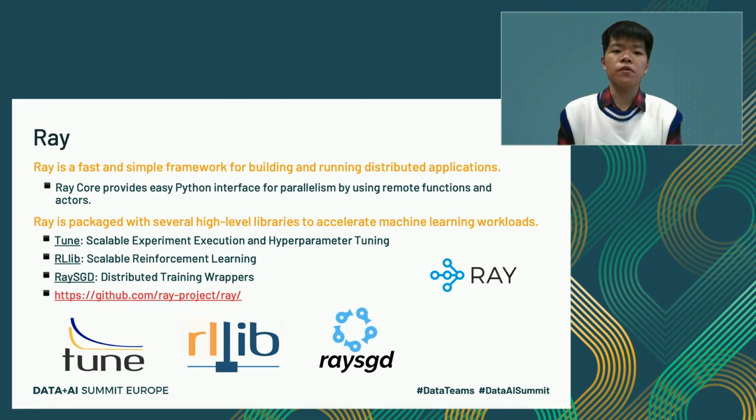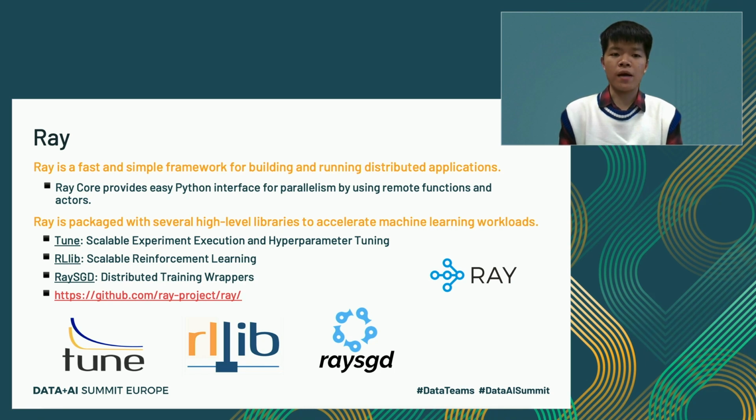So Ray is a fast and simple framework open sourced by UC Berkeley RISE Lab to easily build and run emerging AI applications in a distributed fashion. Ray core provides simple primitives and a friendly interface to help users easily achieve parallelism with remote functions and actors. Ray is packaged with several high-level libraries built on top of Ray core to accelerate machine learning workloads. For example, Ray Tune can be used for large-scale experiment execution and parameter tuning. RLlib provides a unified interface for a variety of scalable deep reinforcement learning applications. The third one, RaySGD, is our focus today.